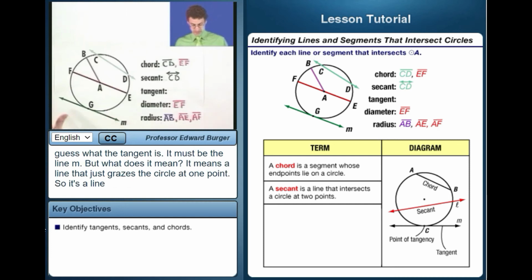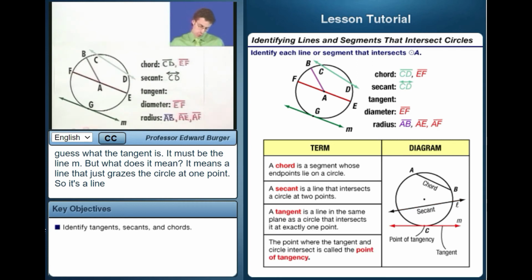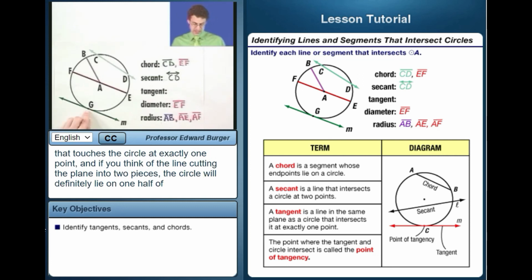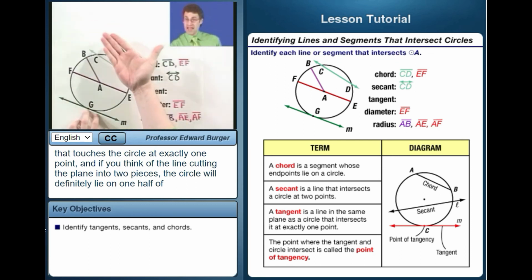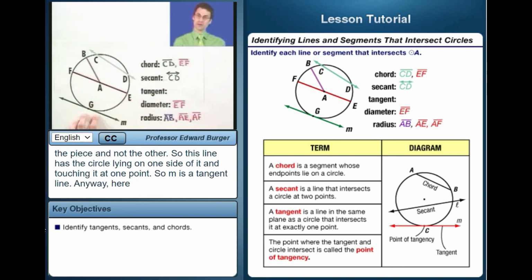And finally, the tangent. I guess by the process of elimination, you can guess what the tangent is. It must be the line M. But what does it mean? It means a line that just grazes the circle at one point. So it's a line that touches the circle at exactly 1 point. And if you think of the line cutting the plane into two pieces, the circle will definitely lie on one half of the plane and not the other. So this line has the circle lying on one side of it and touching it at 1 point. That's a tangent line. So M is a tangent line.